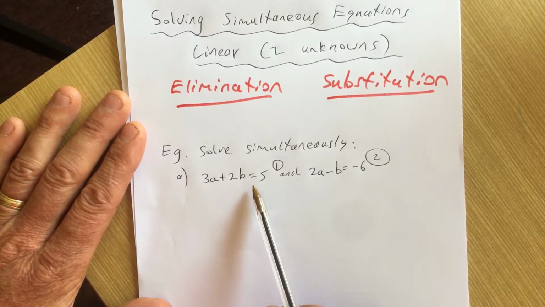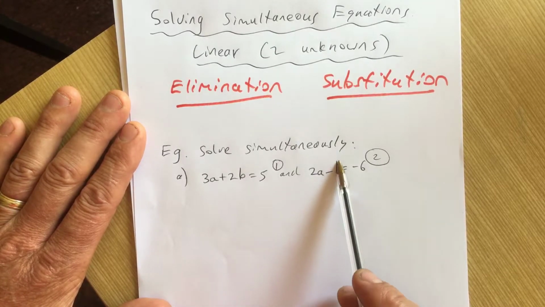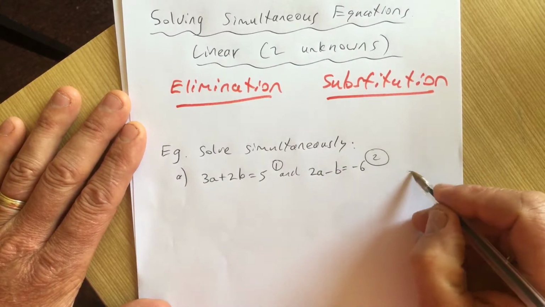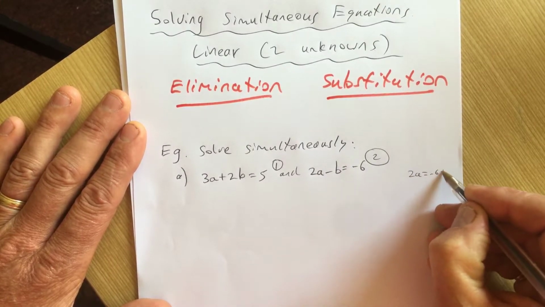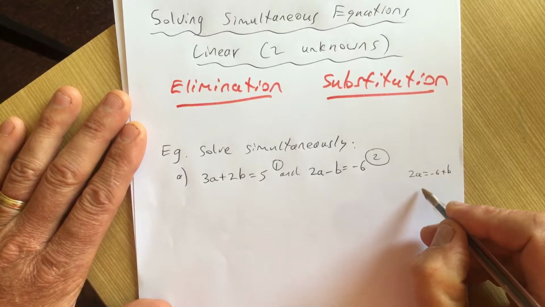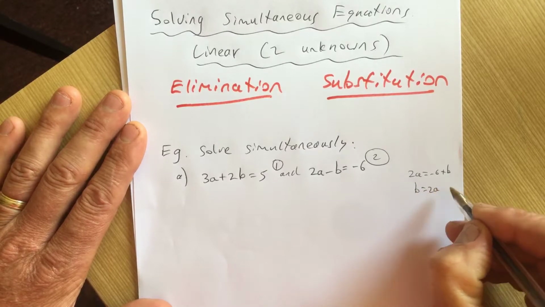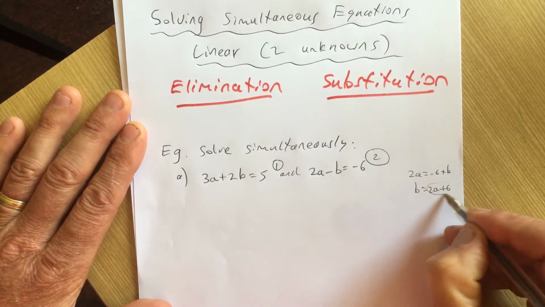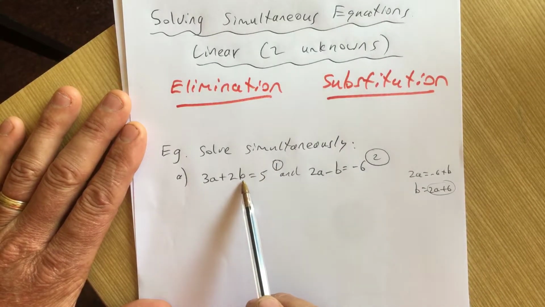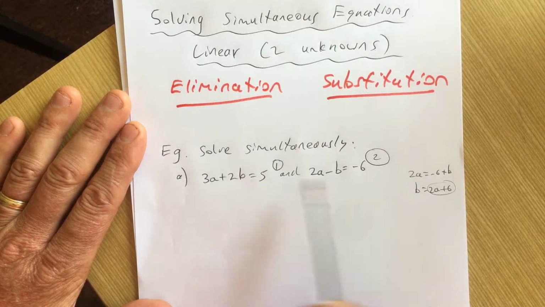the elimination method. If you want to use the substitution method, you'd have to make B the subject of this by adding the B over there. So you'd have 2A equals minus 6 plus B. And then take away the 6, so B ends up equaling 2A plus 6, and substitute that in there. And if you've got time, do it that way. But I'm not going to do it that way.